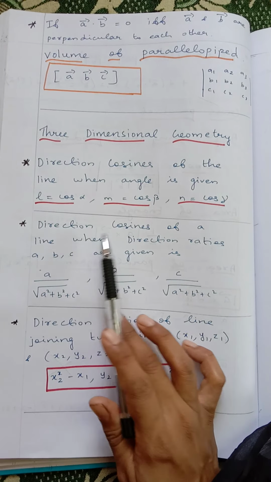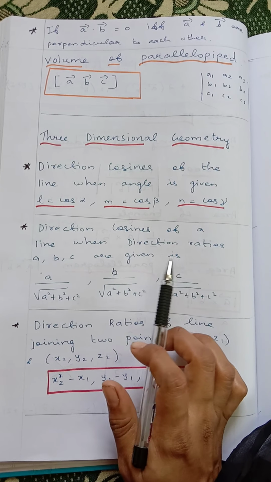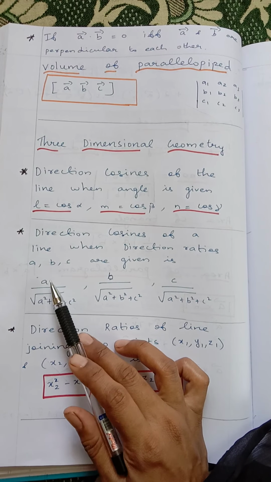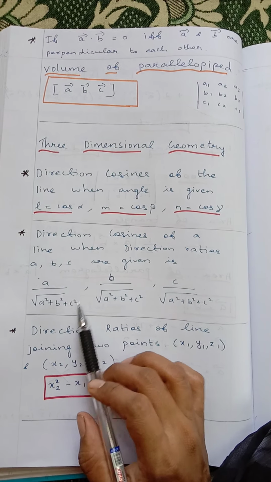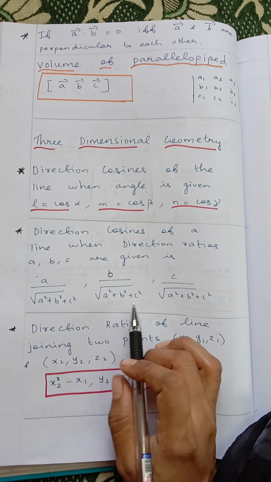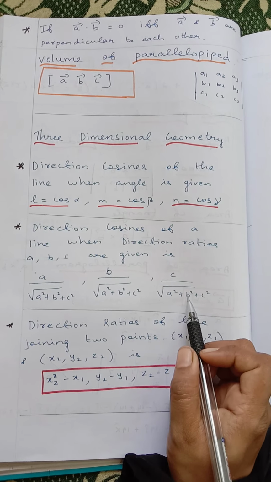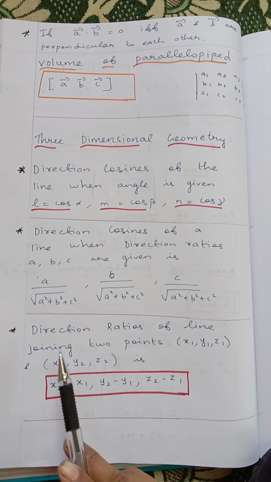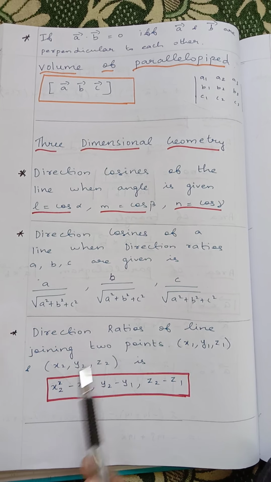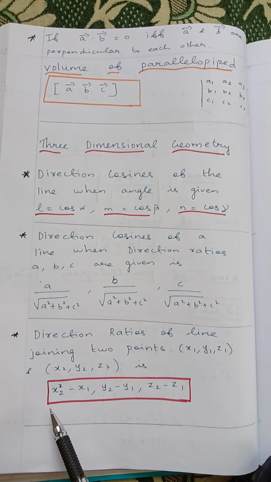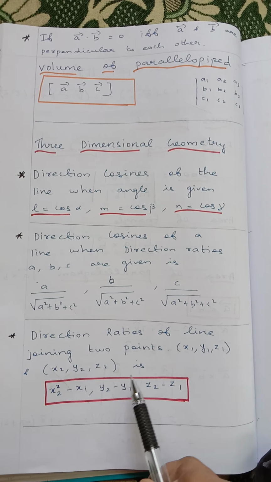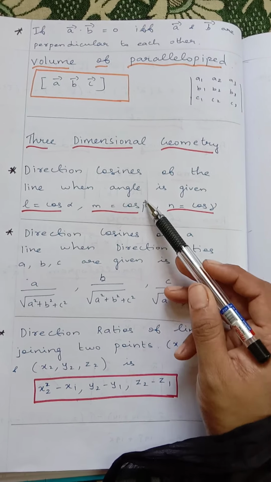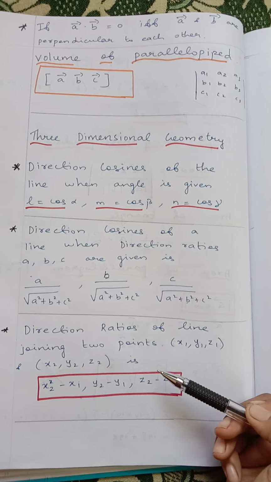The next one, direction cosines of a line when direction ratios a, b, c are given. Okay, that is a by root of a square plus b square plus c square, b by root of a square plus b square plus c square, c by root of a square plus b square plus c square. The next one is direction ratios of a line joining 2 points. So suppose 2 points are given, how to find the direction ratios? x2 minus x1, y2 minus y1, z2 minus z1.